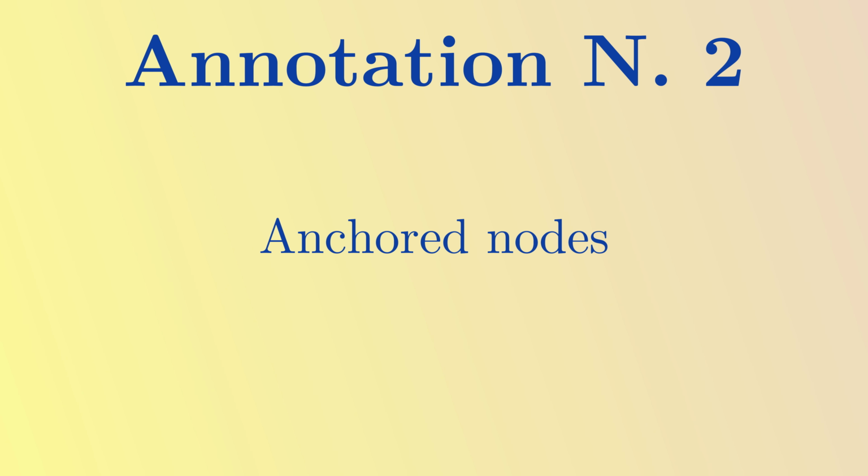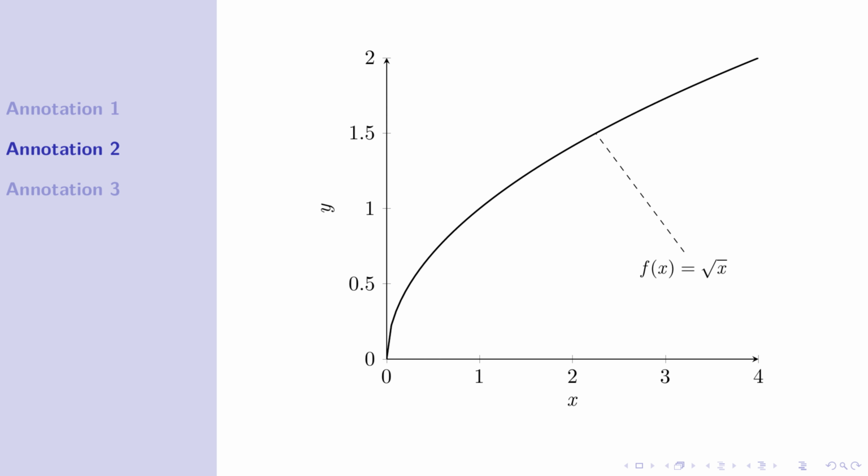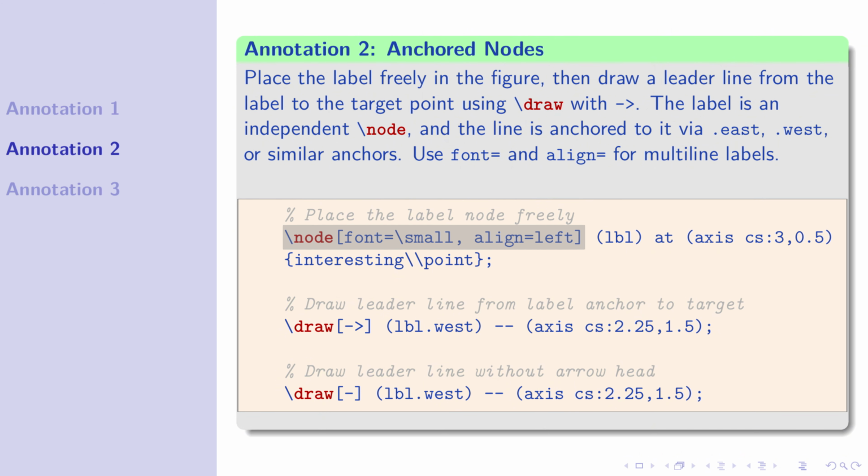The second type of annotation is what I call anchored notes. Here, the workflow is different. Instead of starting with a guideline, you start by placing the text first. You do that using the node command, just like before, defining its position, font, alignment, and color. But now you will also assign it a name, in this example LBL.